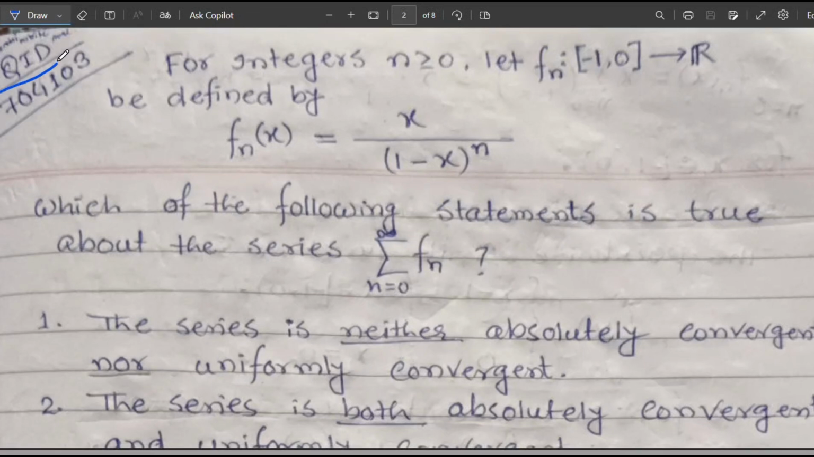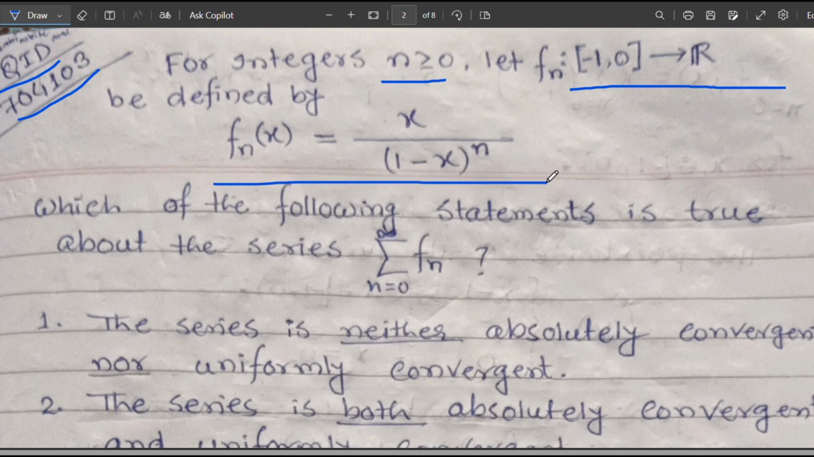ID 74103. For integers n greater than or equal to 0. Let Fn from the closed interval [-1, 0] to R be defined by Fn(x) = x/(1 - x)^n.